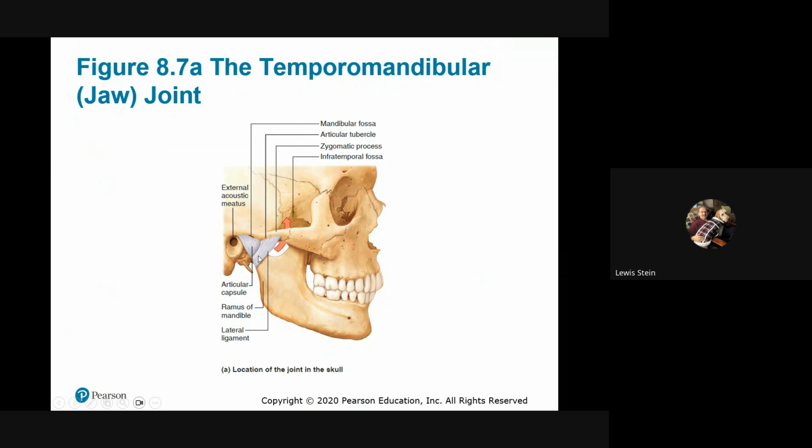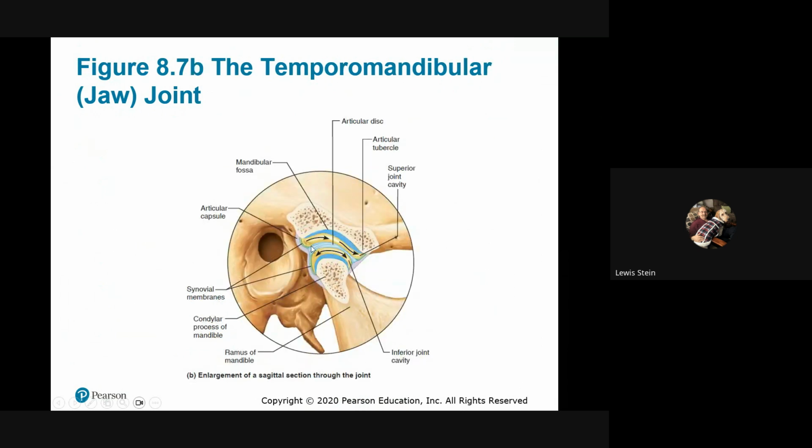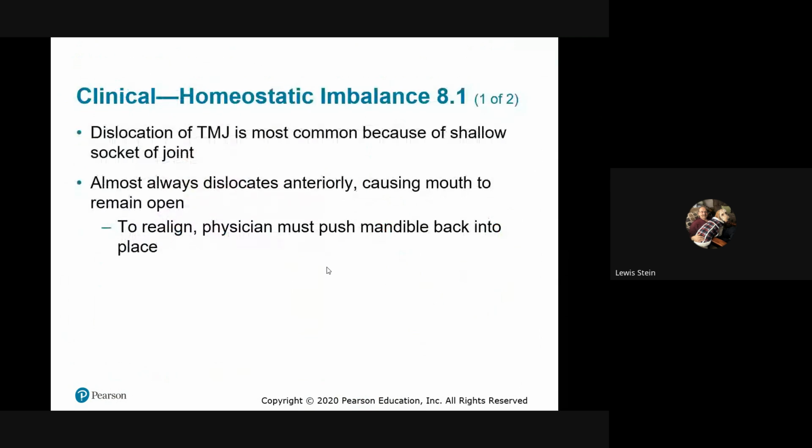That's the big power. And inside of it, this is a piece of articular disc, very much like the menisci in the knee. That inherently creates a problem. It's the most common because the socket anatomically is very shallow compared to, and you'll see the same thing with the shoulder, anteriorly, and it's very difficult to push back in.